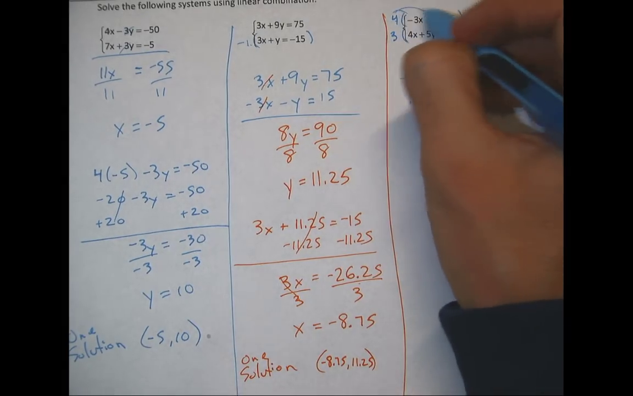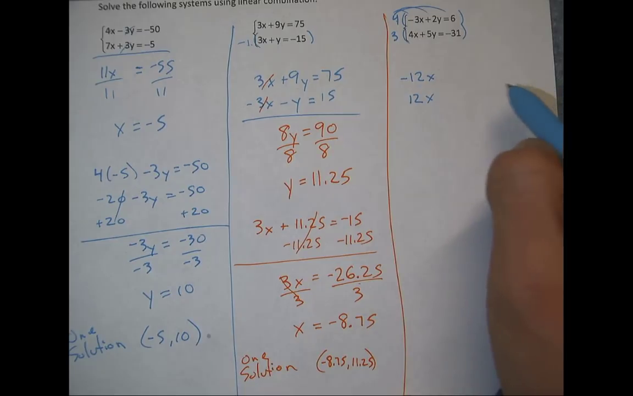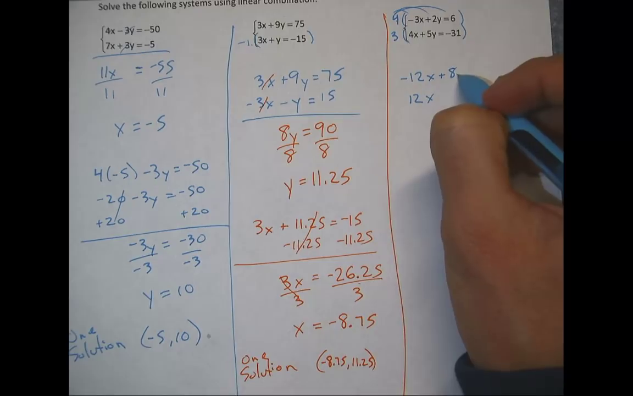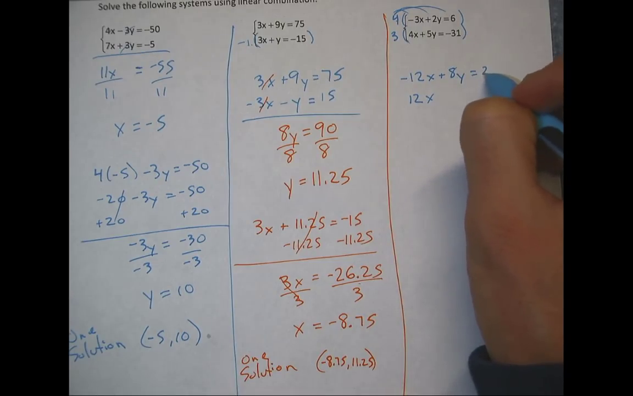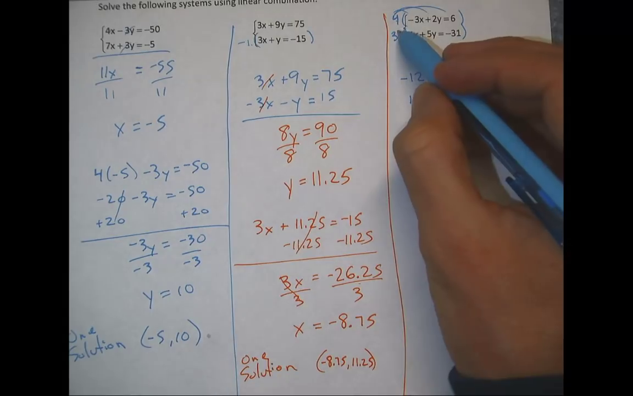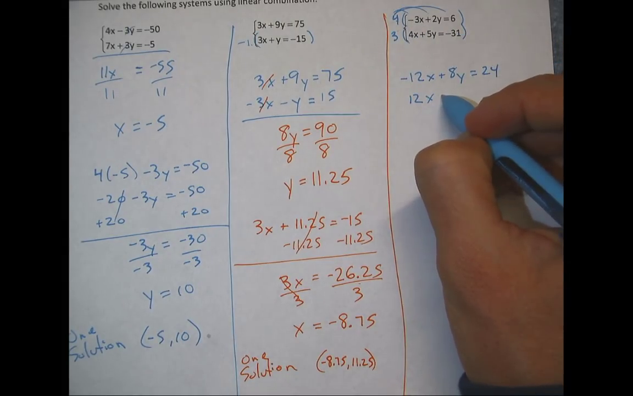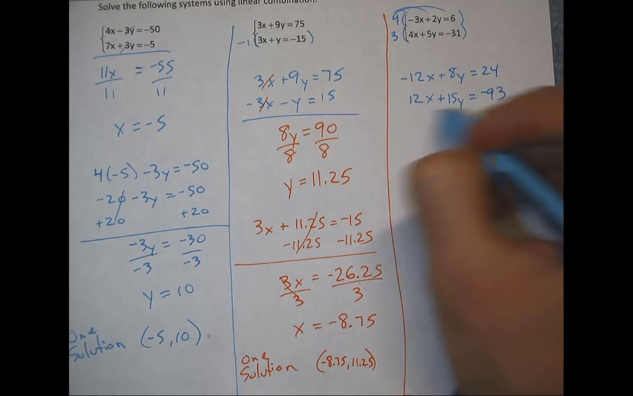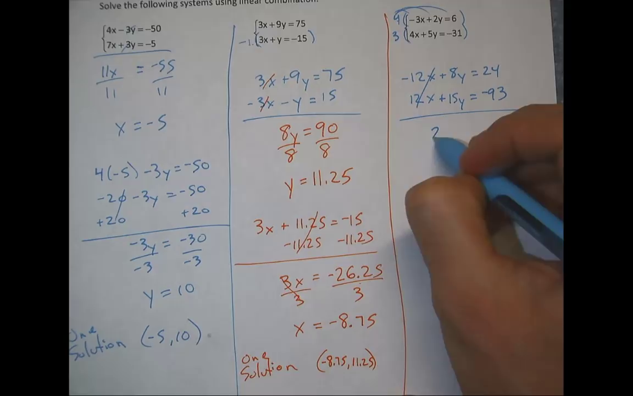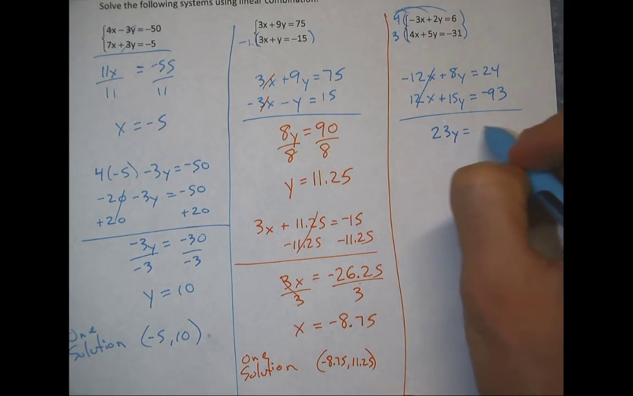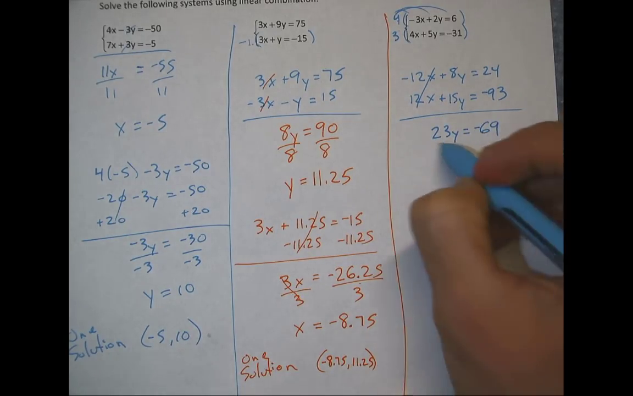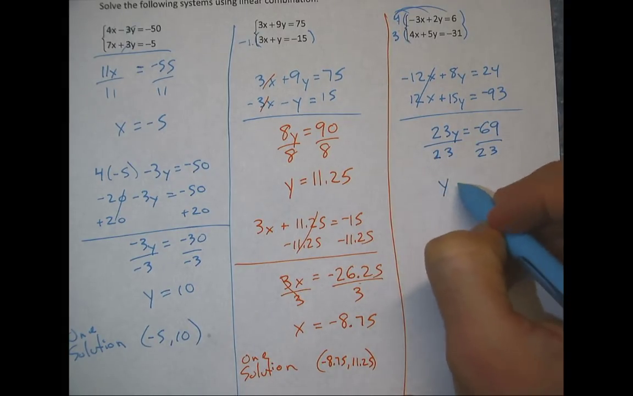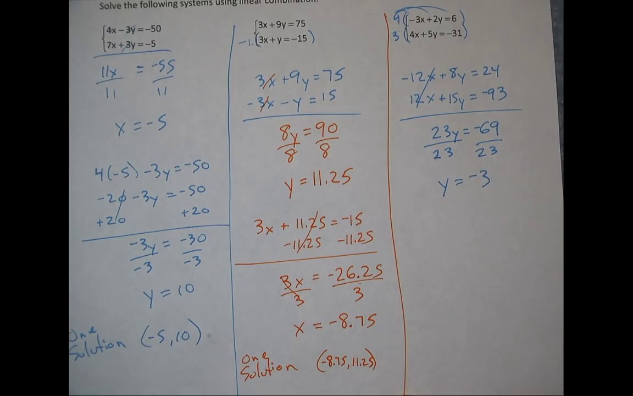So if I continue, make sure you multiply everything by 4. Otherwise, you've changed the equation. Okay, so I'm going to get plus 8y equals 24. And on the bottom, I'm timesing everything by 3. So I get positive 15y, negative 93. So 23y equals negative 69, divide by 23. And y equals negative 3. So that's the hard part.